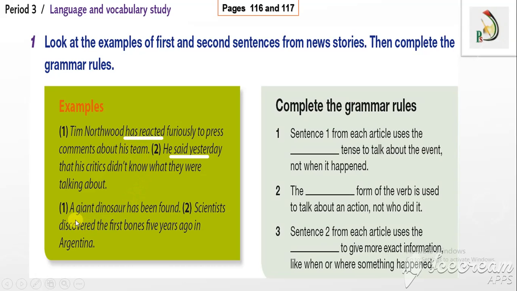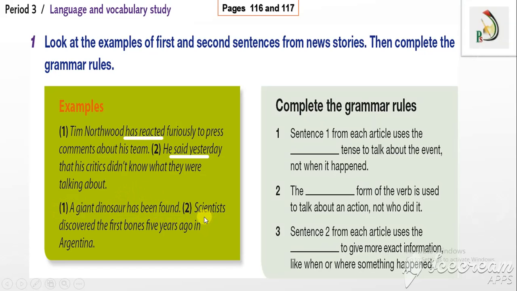Let's go to the second news. A giant dinosaur has been found. See? No time signal. So present perfect passive is being used. Passive. Why? Because they did not mention who found it.